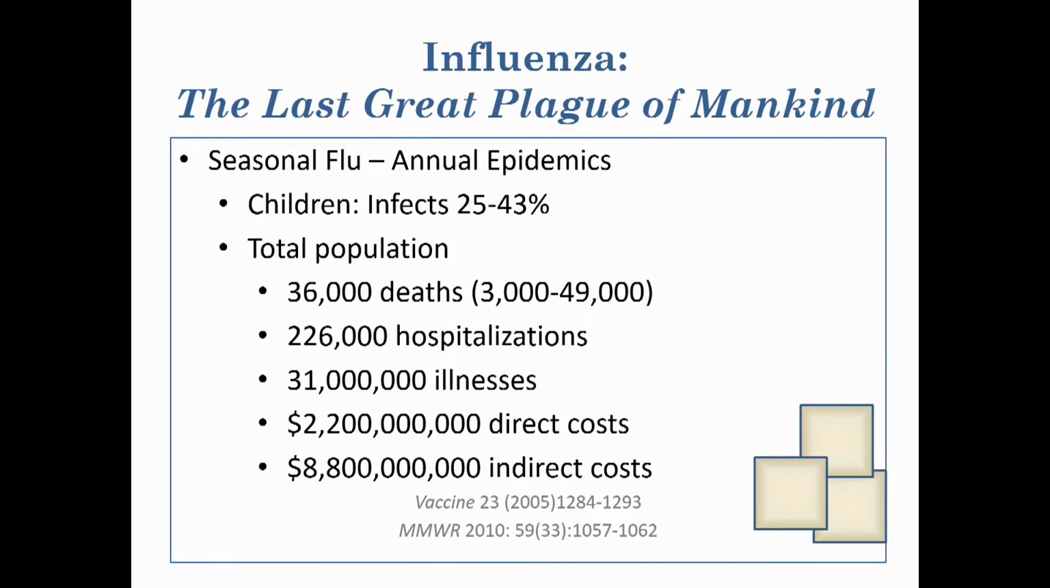Influenza has been called the last great plague of mankind by some of the founding fathers of influenza research, and that's because every year flu plagues us. We have seasonal flu every year that causes epidemics. Every year, about 25 to 43% of children are infected with flu, and overall in the population, there's about 36,000 deaths from flu. There are many hospitalizations, many more illnesses, and there's a tremendous amount of cost in both direct and indirect cost related to flu.